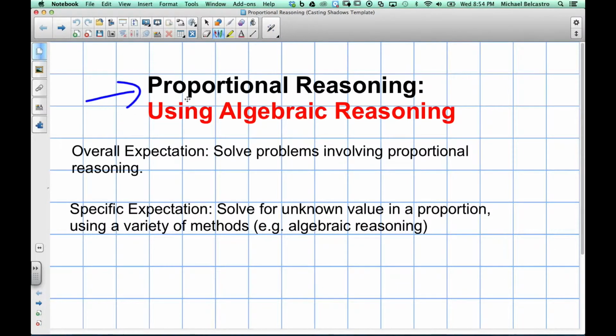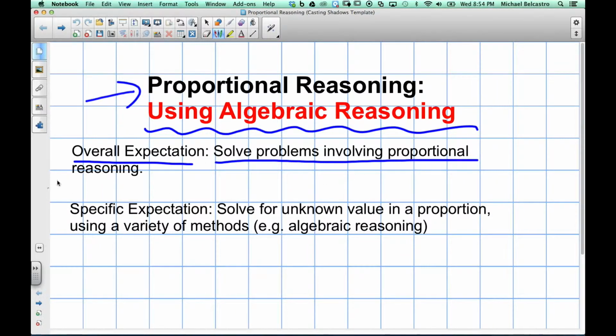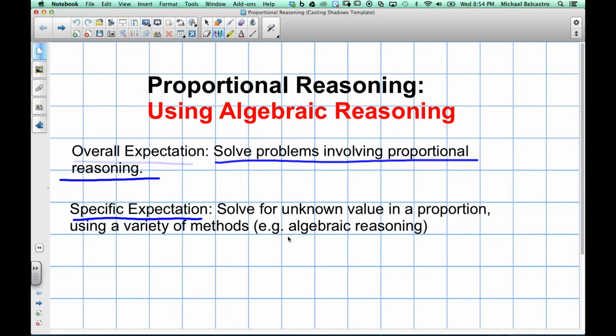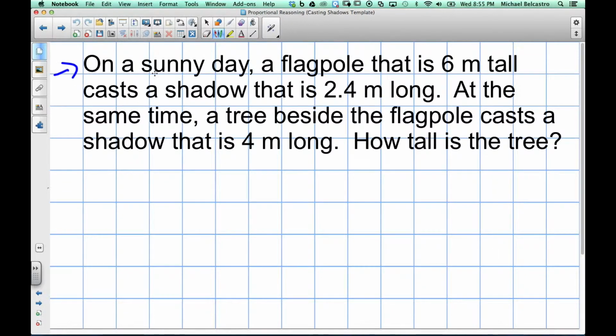We're going to be looking at proportional reasoning, and the method we're going to use to solve this question is algebraic reasoning. The overall expectation is to solve problems involving proportional reasoning, and the specific expectation is to solve for the unknown value in a proportion using a variety of methods. In this case, like we said, algebraic reasoning. Let's look at our inquiry-based question.